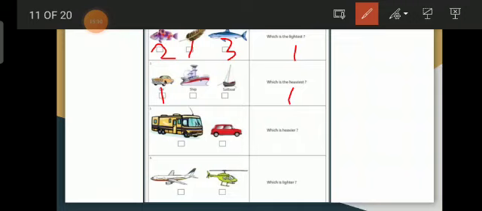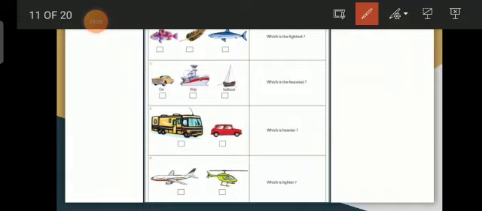Bus or a car? Which one is the heavier one? Here is the heavier one. Yes, bus. Bus is the heavier one. Okay, I'm going to just circle it. Which is lighter, helicopter or aeroplane? Helicopter. Okay, this is how you will solve this one.